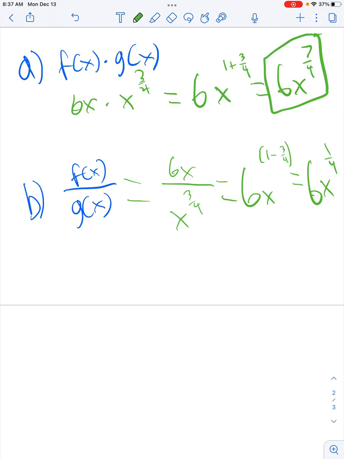And again, just because I can't take a root of a negative number, my domain, because I have this x to the 1/4 here, which is between 0 and 1, if I have a negative number here, I won't be able to answer it. So this is restricted to only positive numbers.